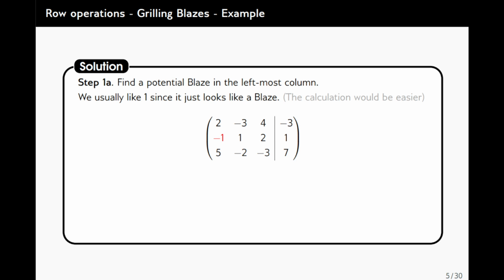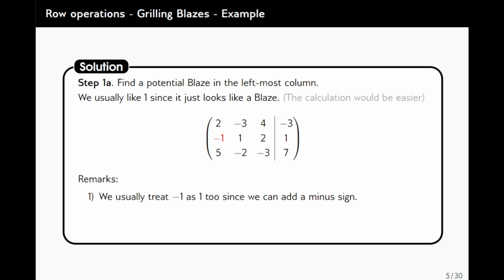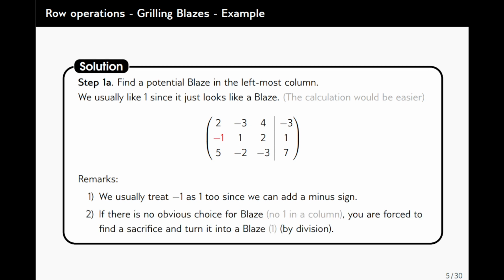What do I mean by that? You see here you have the leftmost column, and you're finding a one or minus one. Because they look like a place, we choose it. There are other reasons, of course, but I claim this is a reason that we choose it. We usually treat a minus one as a one, because you just add a minus sign. And if there's no obvious choice, then you need to divide, to turn one of them into a place. But yeah, it is more computationally heavy.